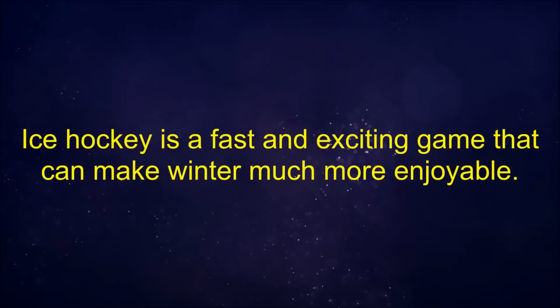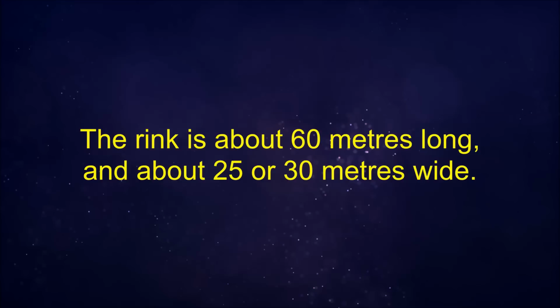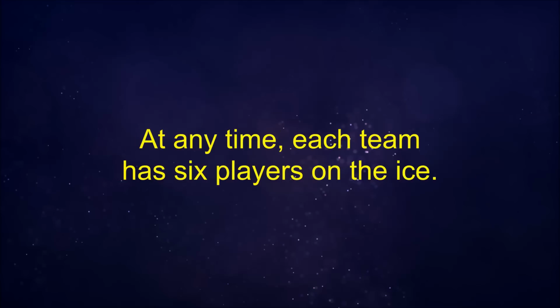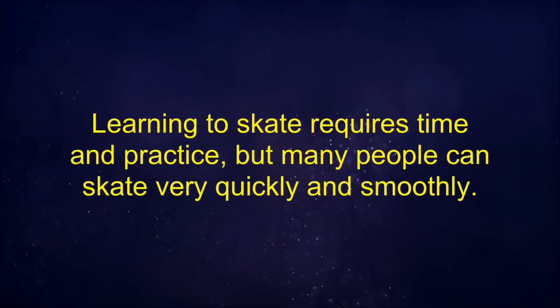The game of ice hockey is played on a flat surface of ice called a rink. The rink is about 60 meters long and about 25 or 30 meters wide. At any time, each team has 6 players on the ice. On their feet, the players wear skates, whose thin metal blades allow fast movement along the ice surface. Learning to skate requires time and practice, but many people can skate very quickly and smoothly.